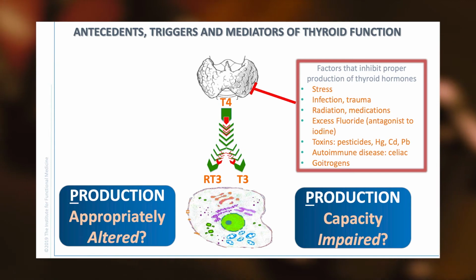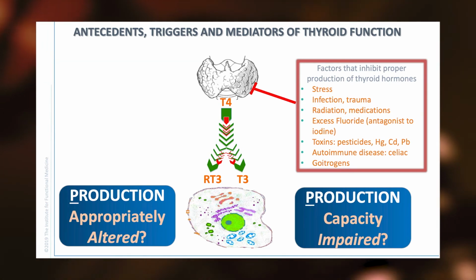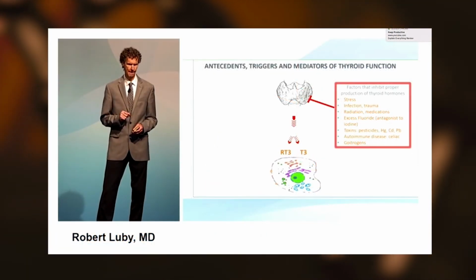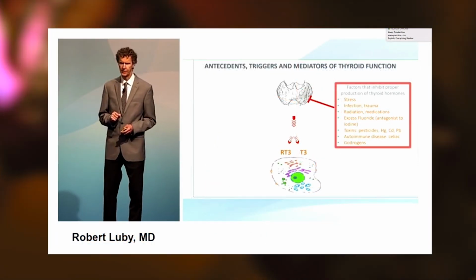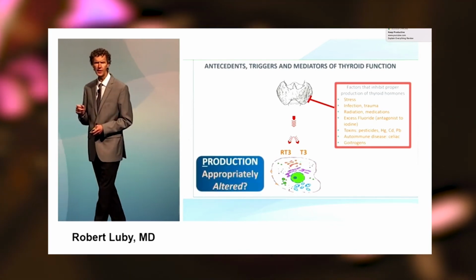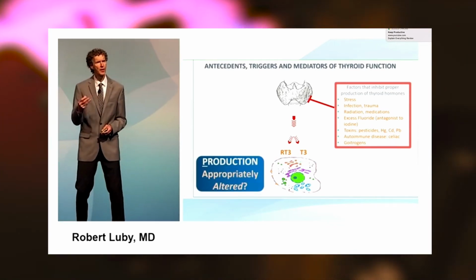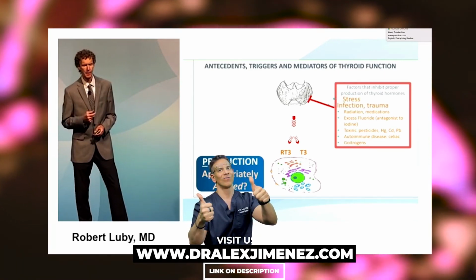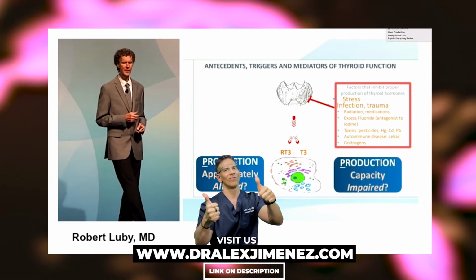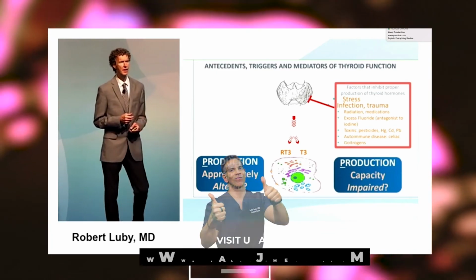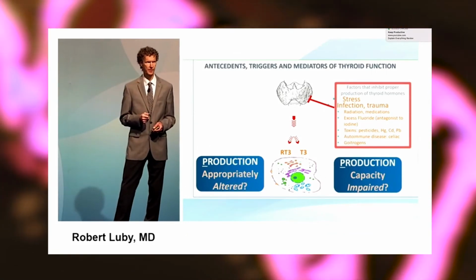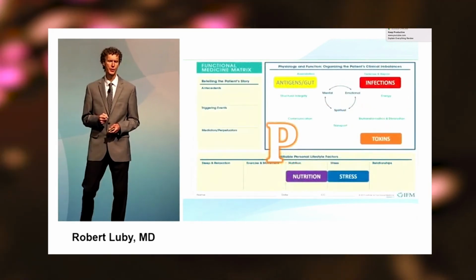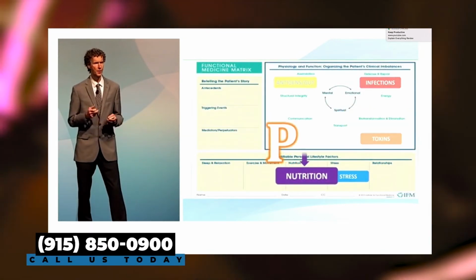In this, there are environmental conditions, some of which impair and some of which cause the thyroid to appropriately alter its function. Which is which? Stress, infections, trauma. Under those conditions, the thyroid appropriately alters the activity of thyroid hormone. In the rest of them, radiation, fluoride, toxins, pesticides, goitrogens, autoimmune conditions, the ability of the thyroid gland to produce T4 is impaired.